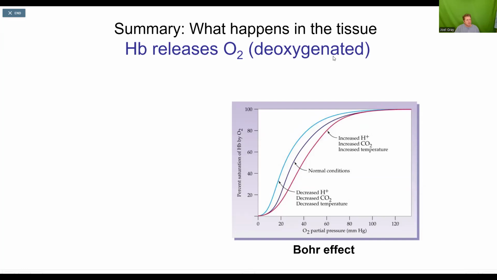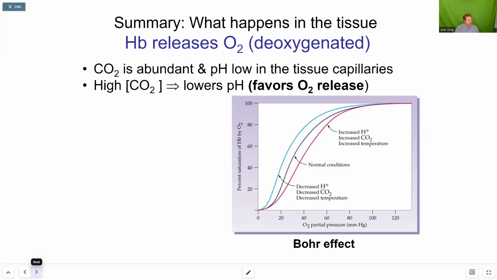Now, what happens in the tissue? This is bringing a couple of different things into play with respect to the Bohr effect. Carbon dioxide is abundant and the pH is low in the tissues. As a result of that high CO2, we're going to have a lowered pH, and that's going to favor the release of O2. I think it's helpful, when you see something like this, to put it in the context of the T and the R state.